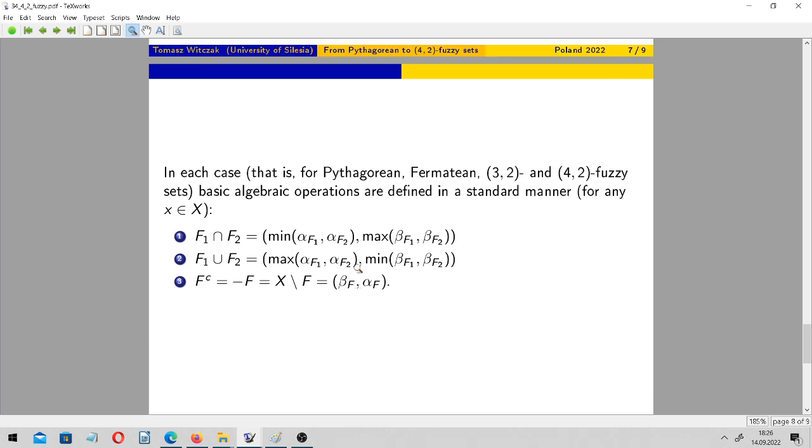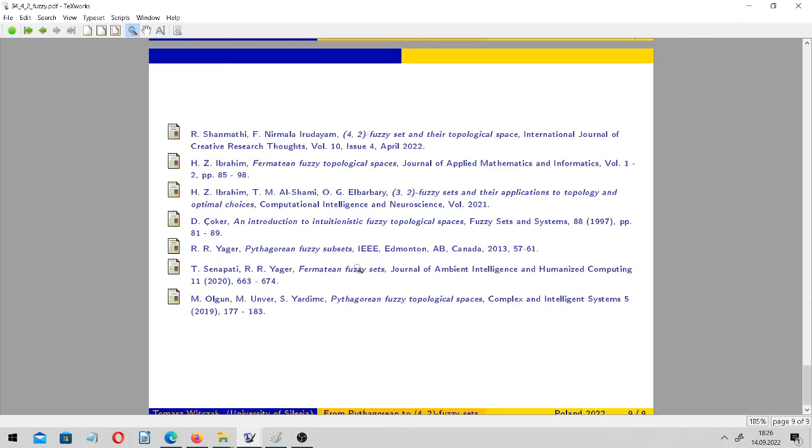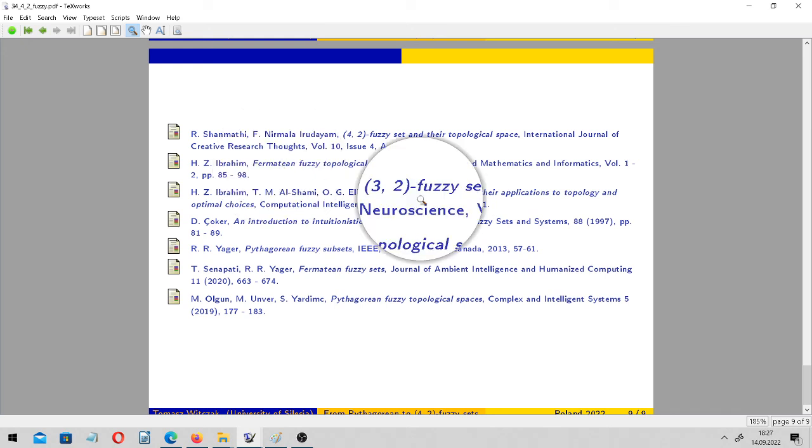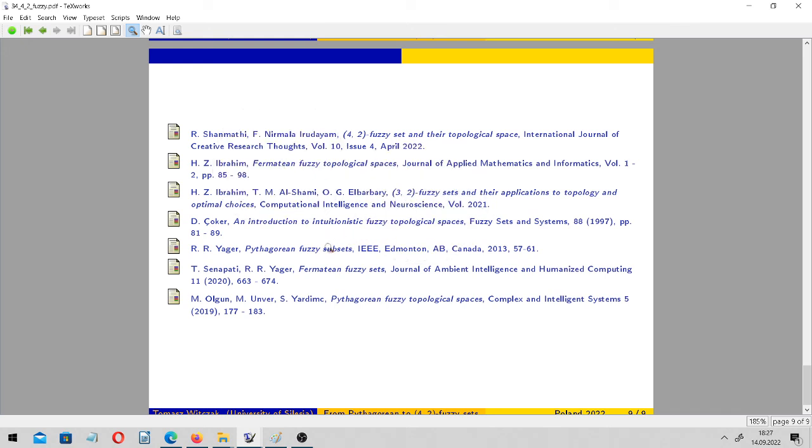Perhaps in the next video we will discuss the topological approach to those sets. Here is the bibliography. Here is the newest paper about 4-2 fuzzy sets. And here are all those papers about Fermatean fuzzy topological spaces, 3-2 fuzzy sets, Pythagorean sets, and Pythagorean topological spaces.